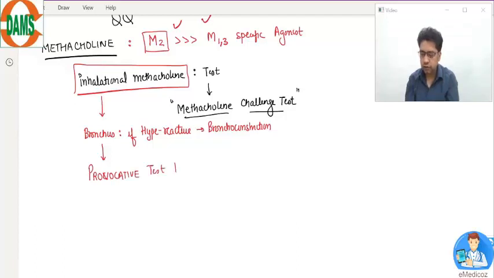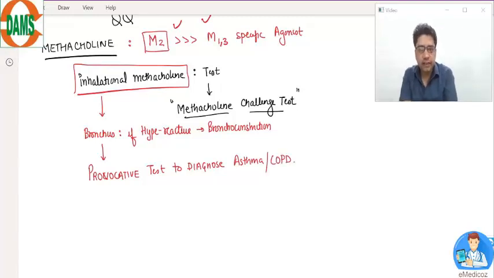To diagnose asthma and one similar disease known as COPD. It's a provocative test to diagnose if the bronchus is hyperreactive. Remember, in asthma, the bronchus becomes hyperreactive. In asthma and COPD, COPD is chronic obstructive pulmonary disease. I'll explain acetylcholine later on, don't worry.